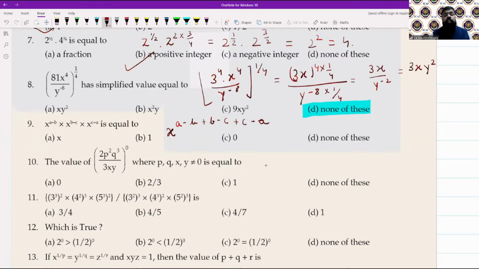So we can see that the powers are getting cancelled one by one. A and minus A is getting cancelled. B and minus B, C and minus C. So simply what is left? X to the power of 0. And x to the power of 0 is equal to 1. Option number B.